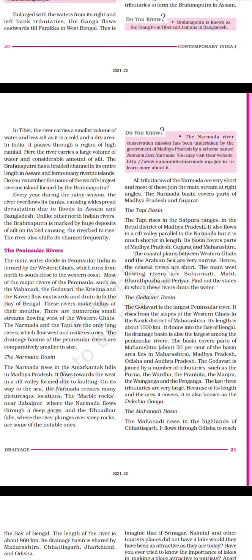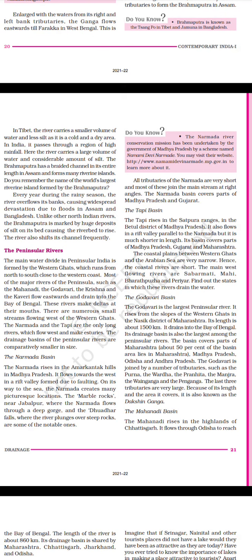The Godavari is joined by a number of tributaries such as the Purna, the Vardha, the Pranahita, the Manchira, the Vainganga, and the Penganga. The last three tributaries are very large because of its length and the area it covers. It is also known as the Dakshin Ganga.